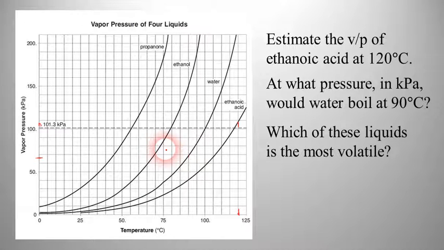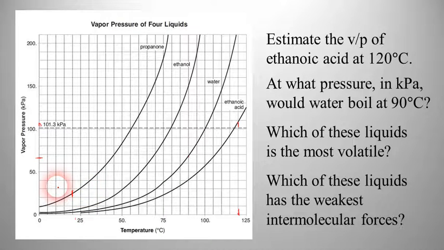How about this question, which of these liquids is the most volatile? Well, we said a minute ago that if something is volatile, that means that it has a high vapor pressure at room temperature. So if we look at just a normal temperature, about 20 degrees Celsius right here, we see that the highest vapor pressure would be propanone. So that's the most volatile.